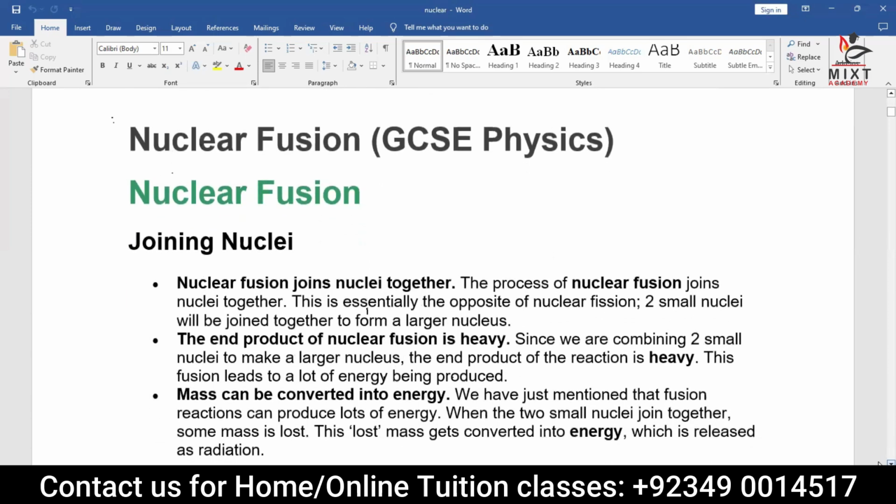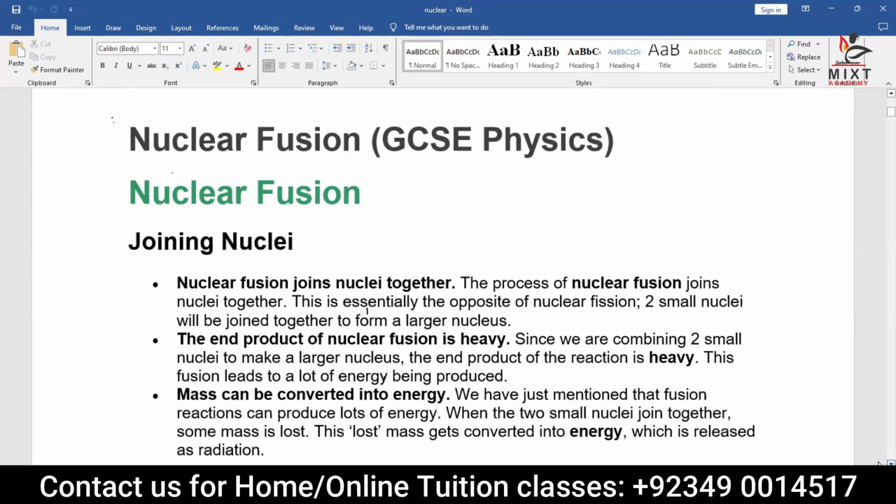What do you think a nuclear fusion reaction will be? Two small nuclei joining to form a larger nucleus. Yes, as the name suggests, fusion means the fusing of two smaller nuclei into a bigger nucleus, right? So when you say fusion, it means you are fusing them together, to give you a bigger nucleus.